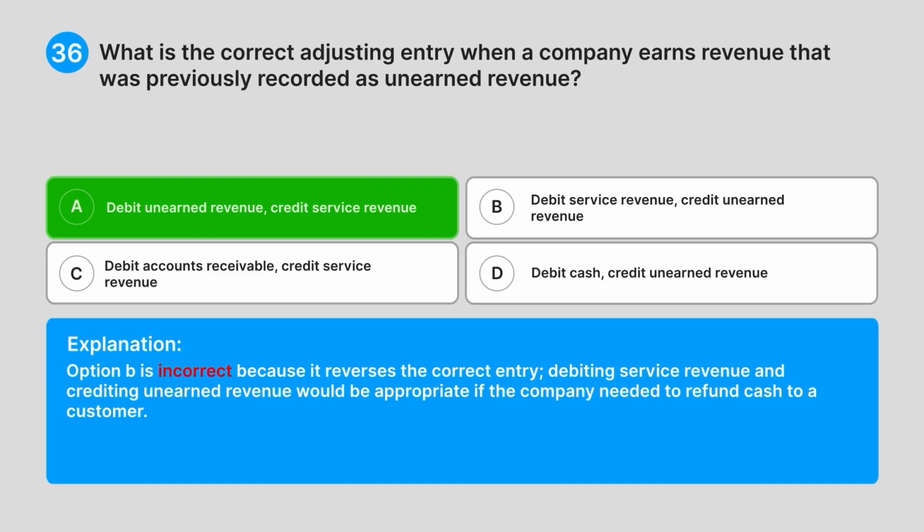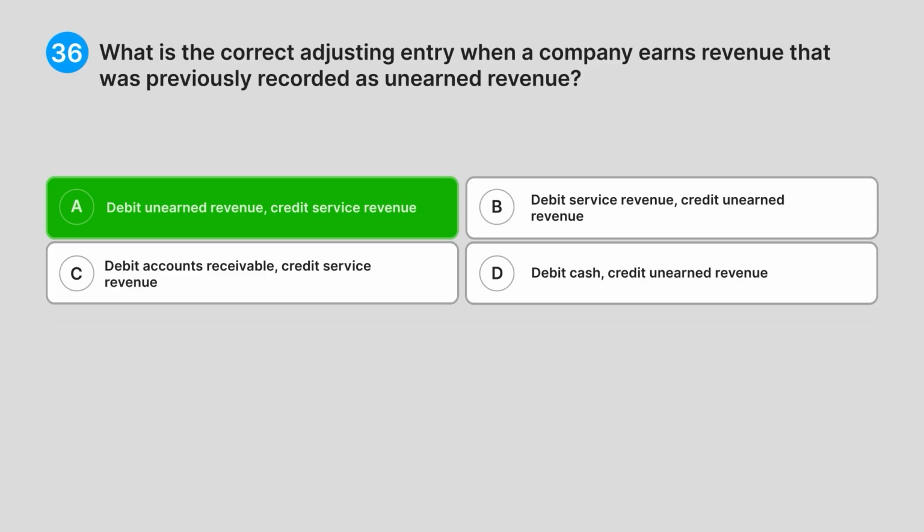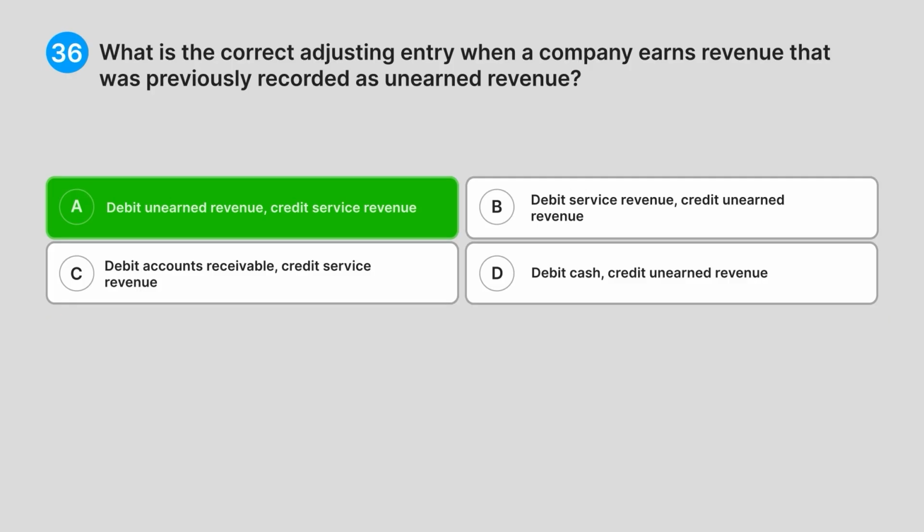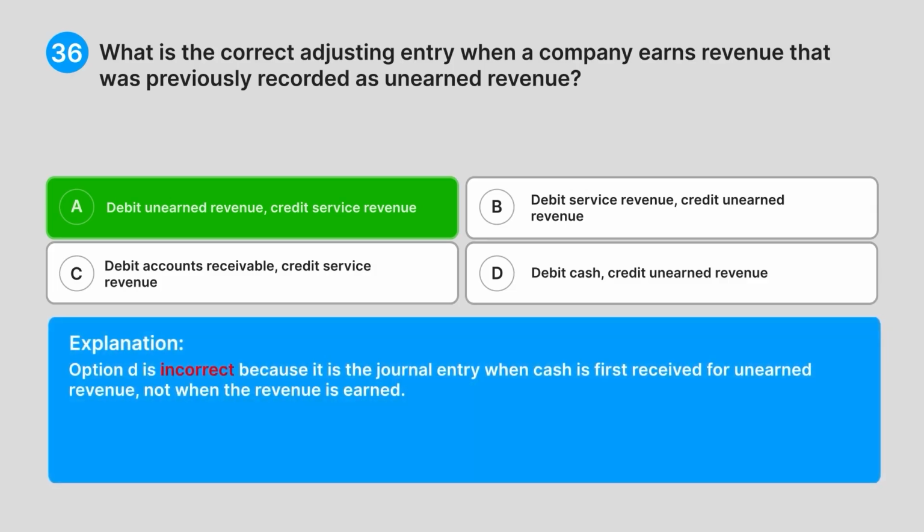Option B is incorrect because it reverses the correct entry. Debiting service revenue and crediting unearned revenue would be appropriate if the company needed to refund cash to a customer. Option C is incorrect because it is the journal entry for a new credit sale, not for recognizing previously unearned revenue. Option D is incorrect because it is the journal entry when cash is first received for unearned revenue, not when the revenue is earned.